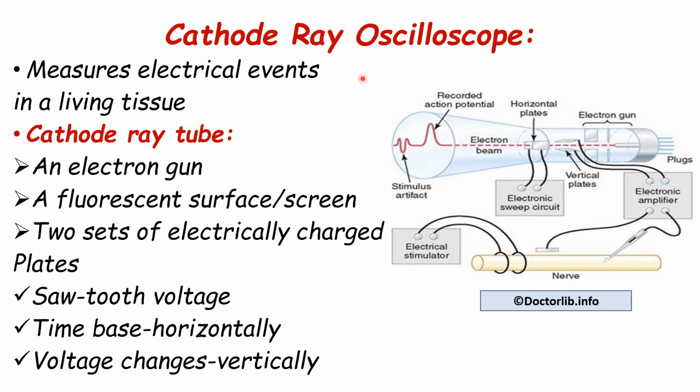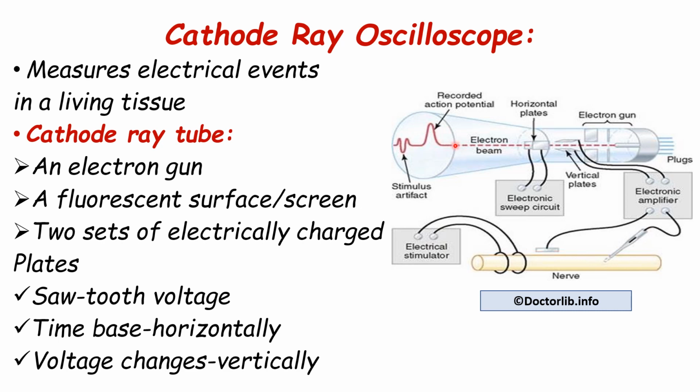So what is this cathode ray oscilloscope? You will not be able to see it because normally it is already inbuilt in the machines we use. But you should know the principle on which the cathode ray oscilloscope is based. It measures the electrical events in a living tissue. It has a cathode ray tube, an electron gun, and a coated fluorescent screen.